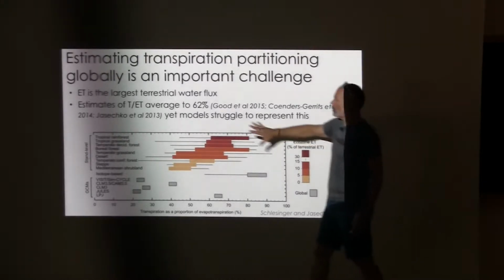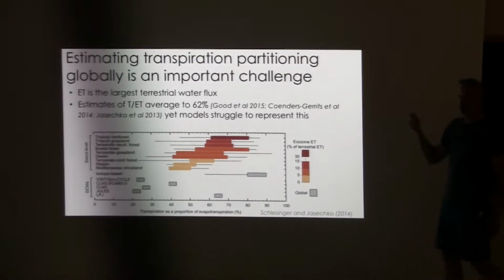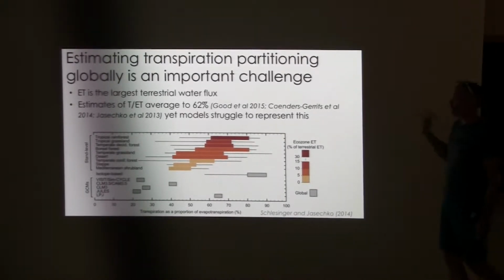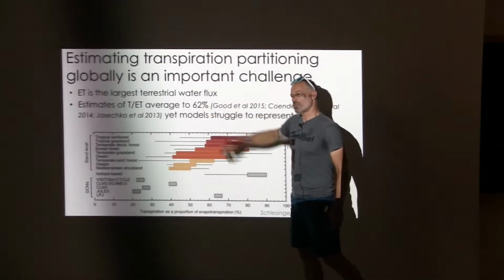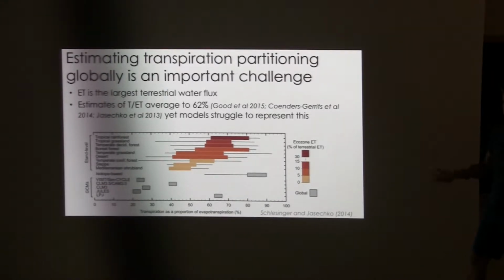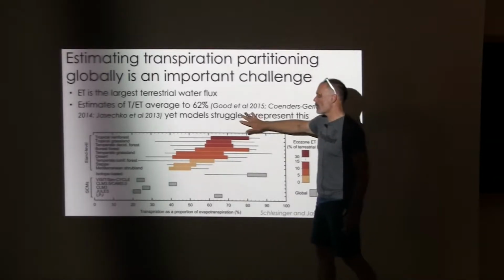that is honing our estimates of transpiration versus total ET. So transpiration, the water that trees use inadvertently as they photosynthesize, is about 62%. So it's the largest terrestrial flux, and more than half of it is transpiration. And what we're seeing is that our models really struggle to represent this.